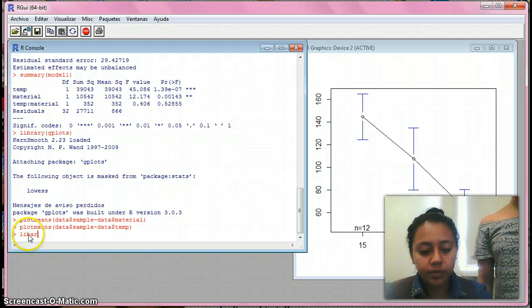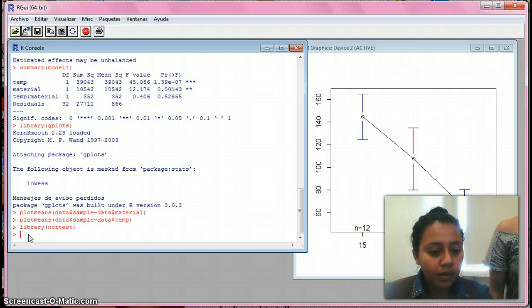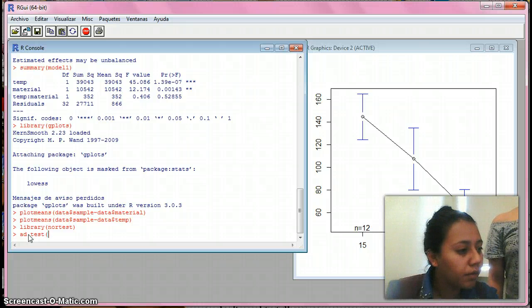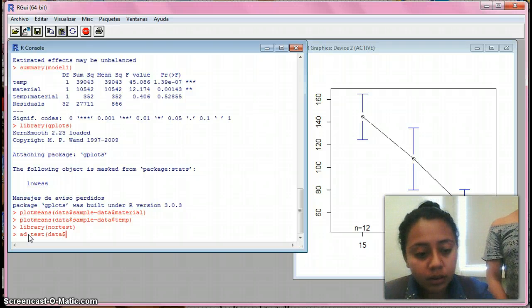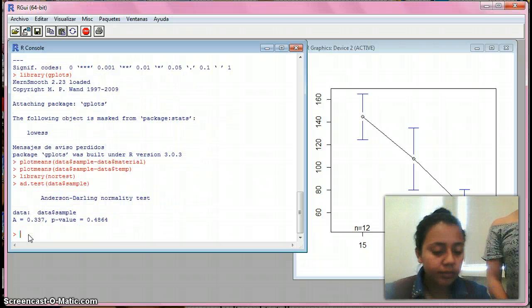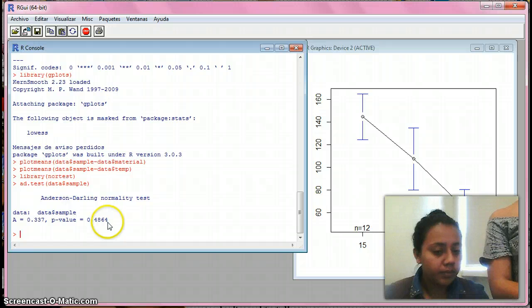For step number 6, which is the validation of the model, we first need to upload the library nortest. So we can do the Anderson-Darling normality test, which is going to give us the p-value. And as we can see, since the p-value is greater than alpha in the Anderson test, it means we cannot reject H0. That means that the data adjusts to a normal distribution.